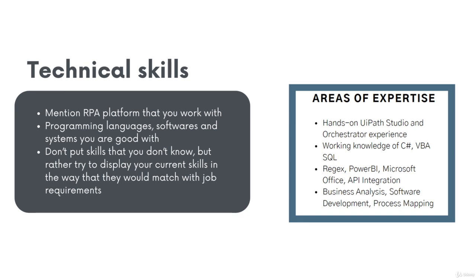When you want to apply for a job, carefully read the description and try to adjust your skills based on what recruiter is looking for. Don't put skills that you don't know, but rather try to display your current skills in the way that they would match with job requirements. Besides programming languages, mention also some aspects of development like process analysis, software development, and so on.